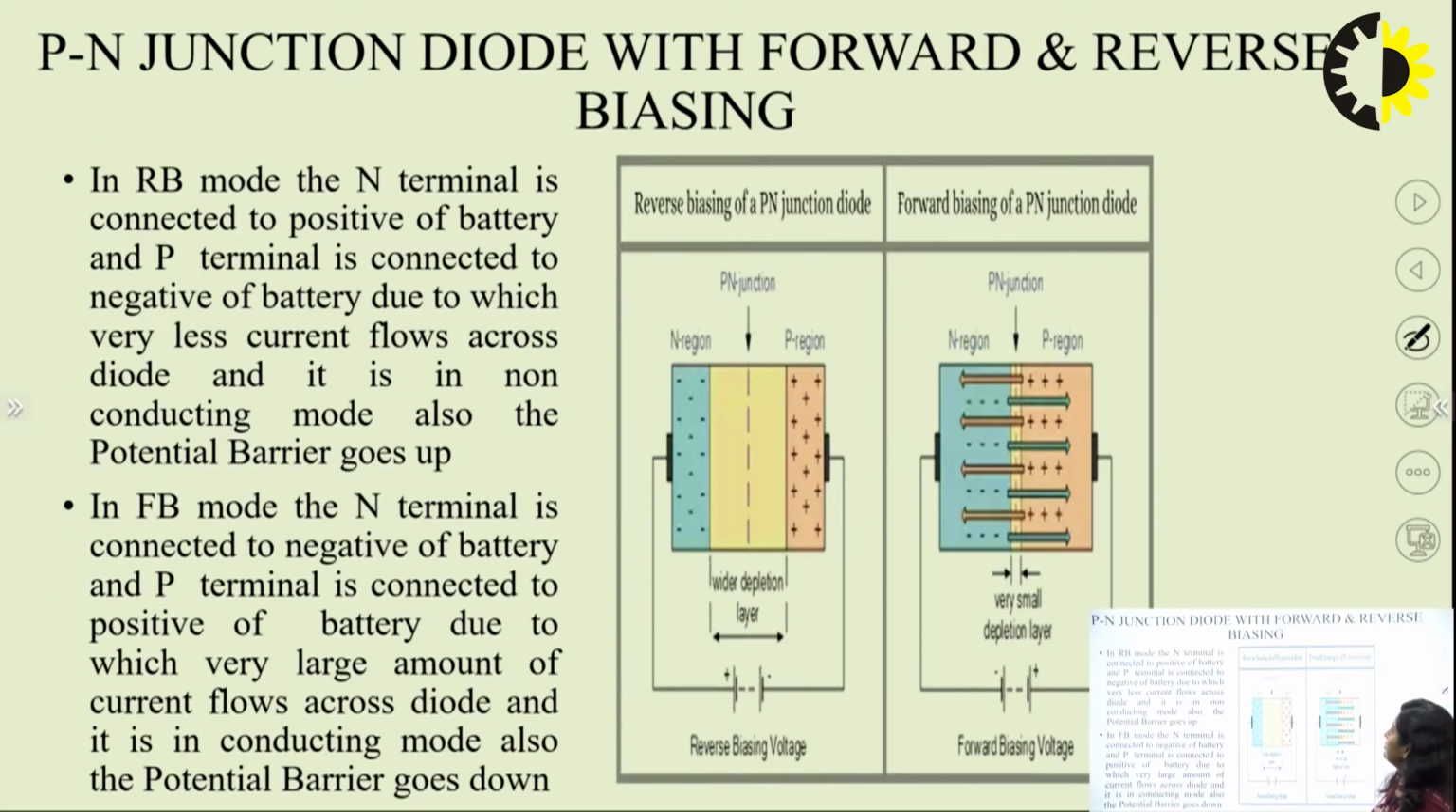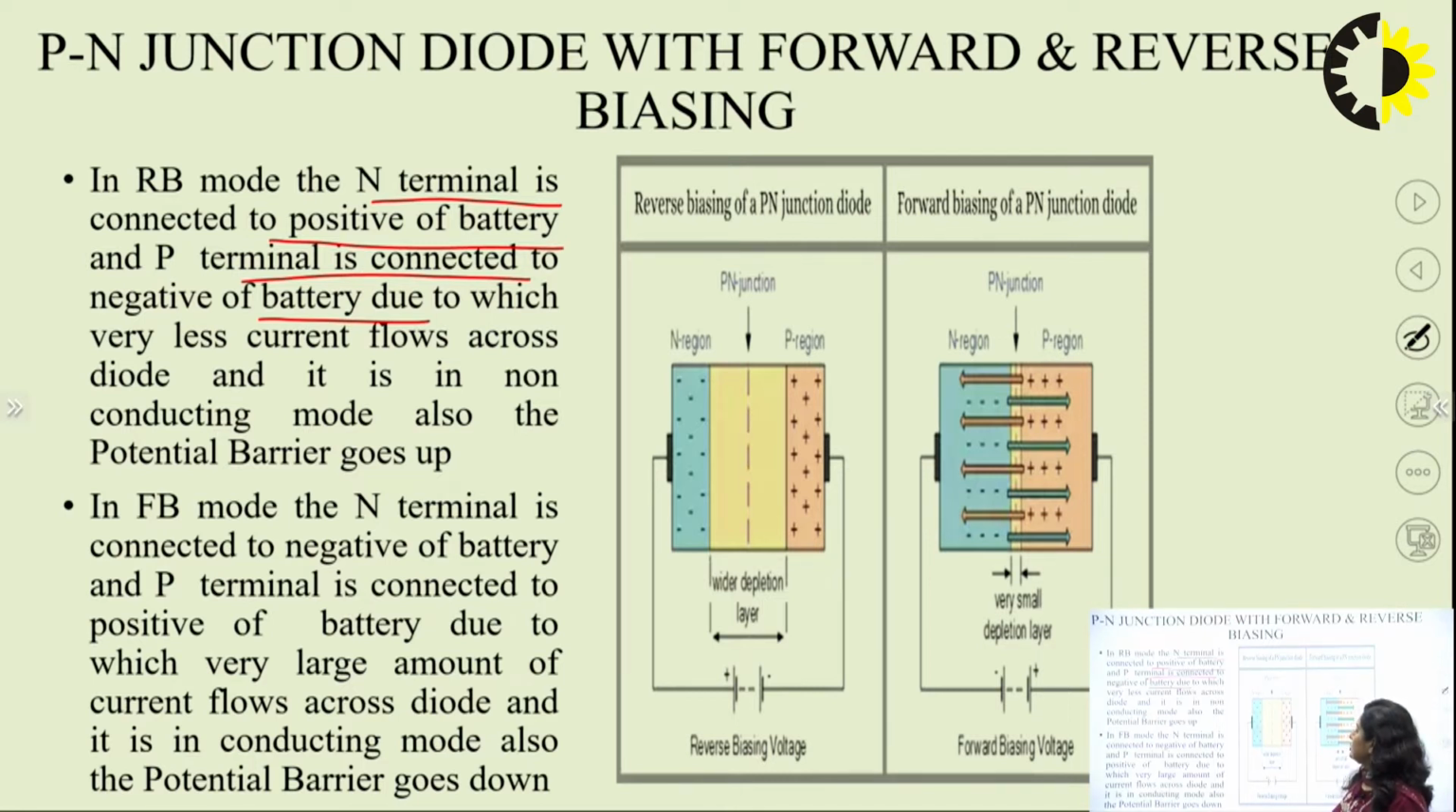So what is a PN junction with forward biasing and reverse biasing? When you apply any voltage, how will the electron and hole movement change? In reverse biasing mode, the N terminal is connected to the positive of the battery and the P terminal is connected to the negative of the battery. We have discussed this already. So when you connect the positive side of the battery to the N type terminal and the negative side to the P type terminal, the electrons and holes get attracted to their opposite terminals.